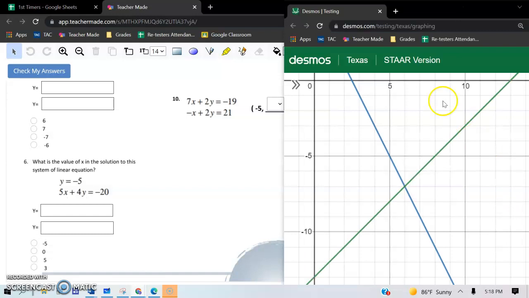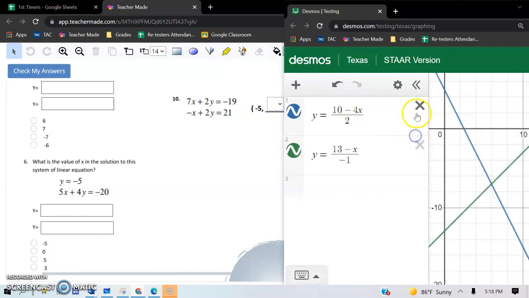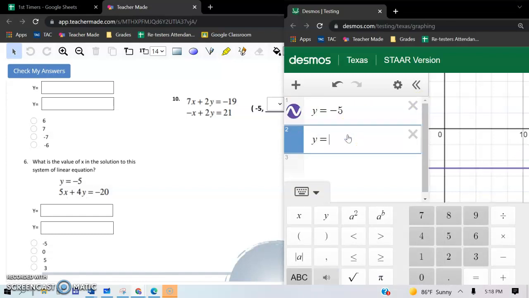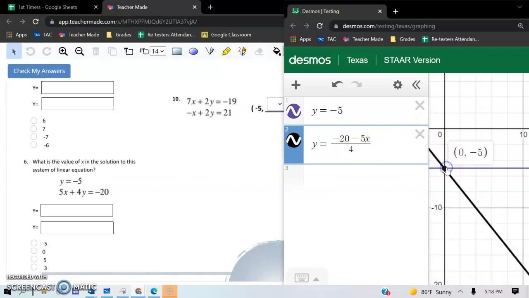Let's do the same thing for this one. Y equals divide negative 20 minus 5x divided by 4. They cross right here, which is a 0, negative 5. They're asking for the x number, which is a 0.